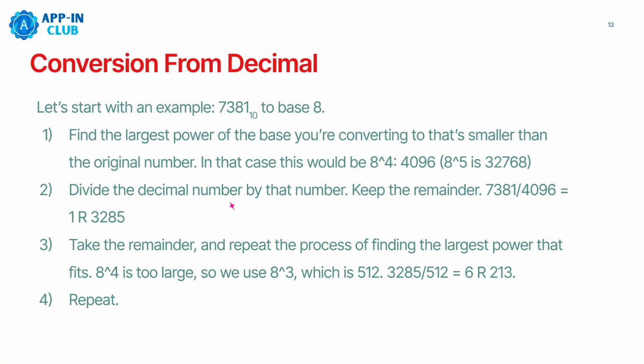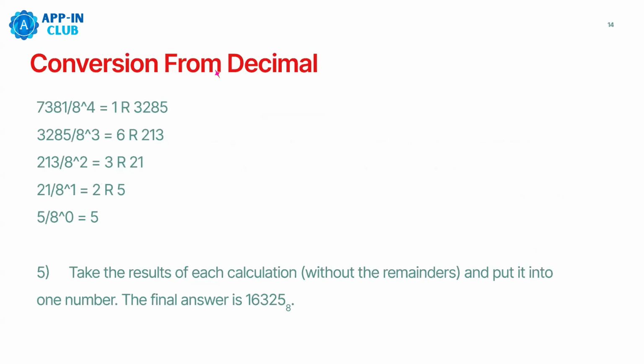Next, you want to divide the decimal number by that number, and you want to keep the remainder. So don't go fully into long division and divide until you get a decimal point. Just stop once you've gotten past the integer and write down the remainder. Next, we take the remainder and repeat the previous process of finding the largest power that fits. Now 8 to the power of 4 is too large, so we use 8 to the power of 3, which is 512. We get 6 with the remainder of 213. We repeat this. As you can see, this is sort of the process we take.